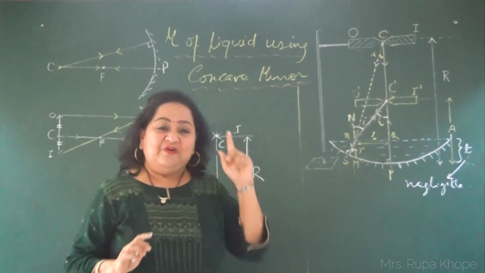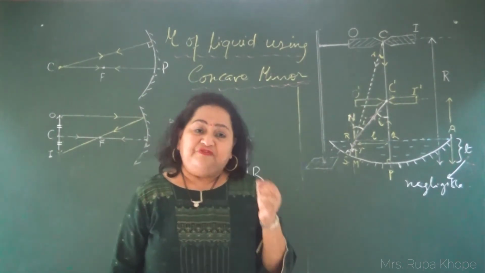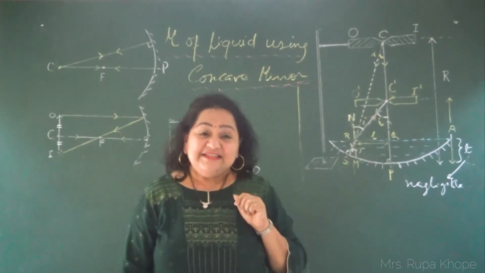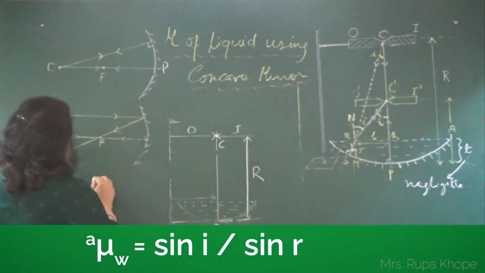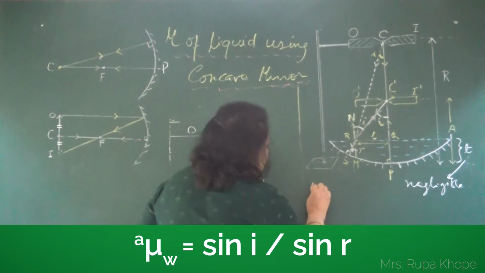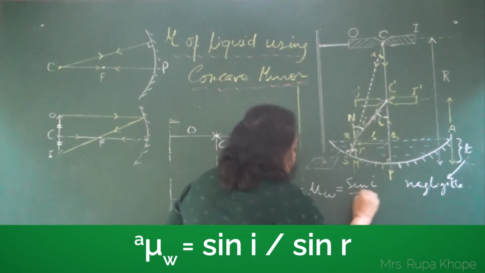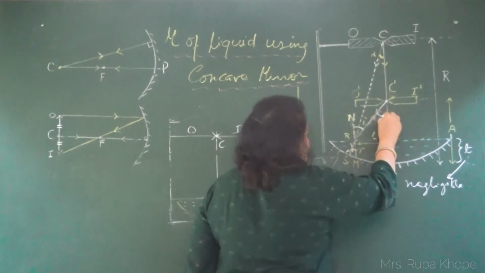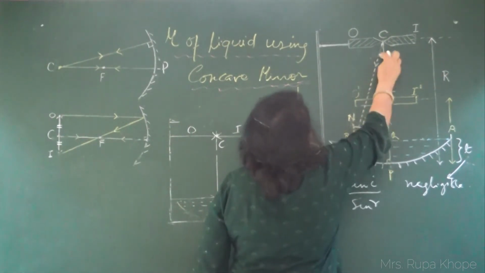Now we need to find out our main aim. What is the aim of the experiment? To find the refractive index of water. So you remember one law called Snell's law. Snell's law is mu of water with respect to air is equal to sine I upon sine R. So this is my I and this is my R. Remember, this is my R, this angle.